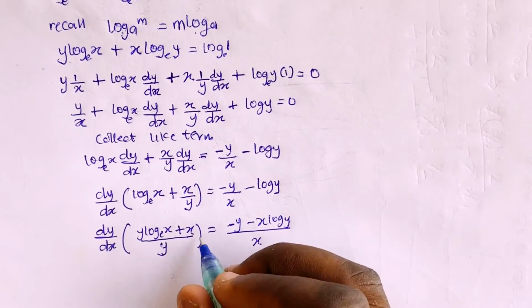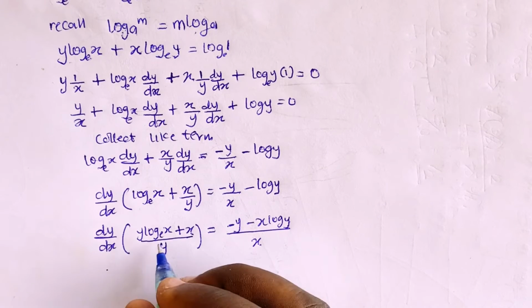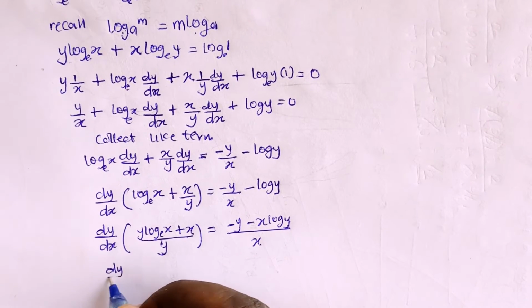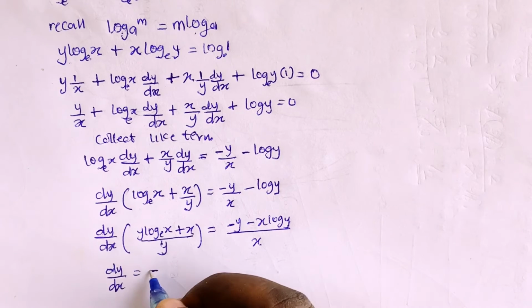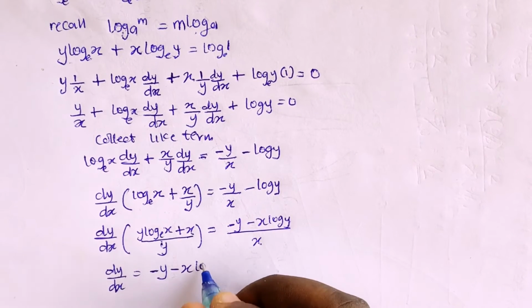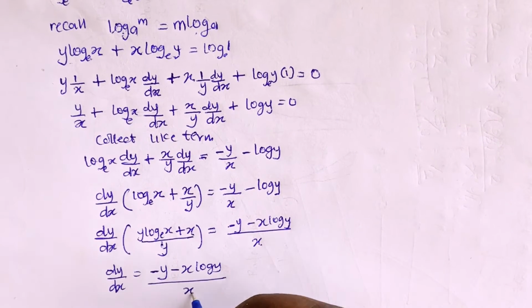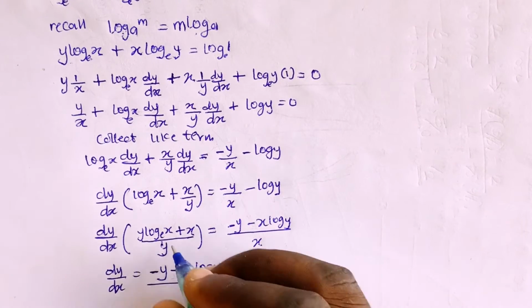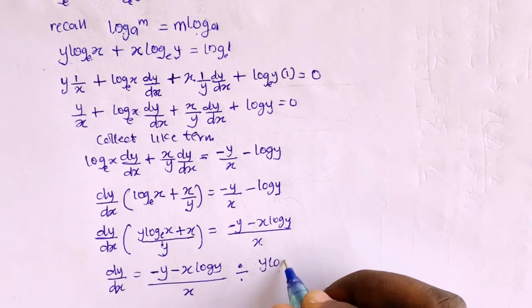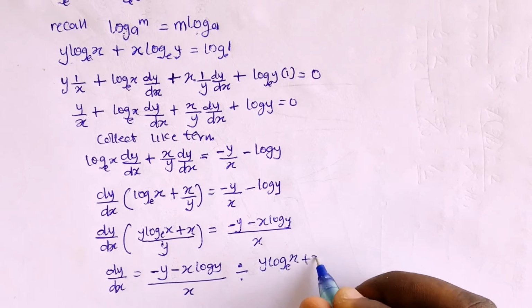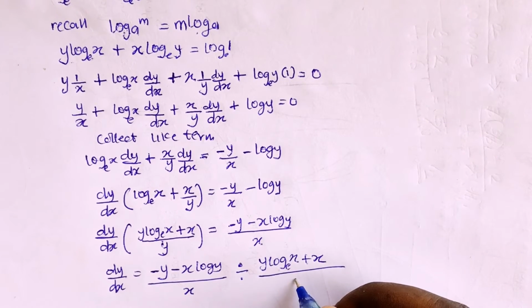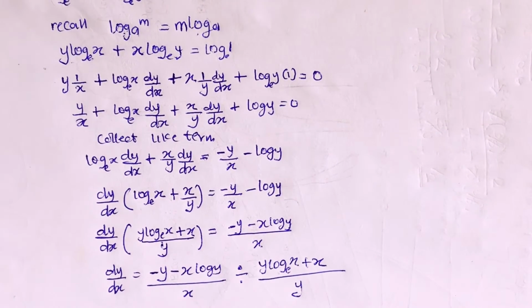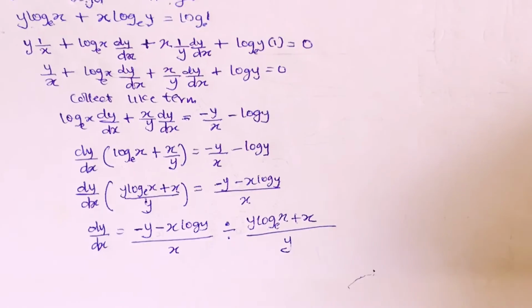Then can I just make this dy/dx the subject of the formula? Yes, by dividing both sides by this. So I'm having dy by dx equals to minus y minus x log y divided by x, divided by this. I'll be writing that as y log x base e plus x divided by y. Can you see that? So now in this case, what else can I do here?